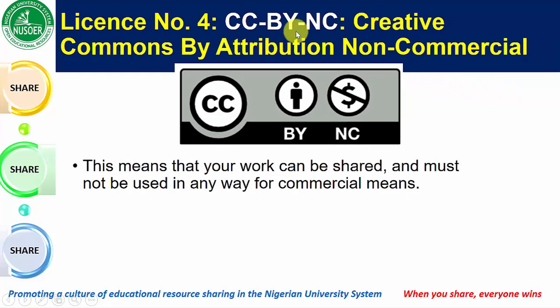So we're moving to number 4. Number 4 is CC by NC. What does CC by NC mean? You can see NC, non-commercial. My friend, don't make money on my sweat. That's what this one means. That yes, I have this material, I've sweated to produce it, I'm making it free. Then you, my friend, don't go ahead and turn it to a commercial matter and make money out of it. So this is CC by NC, Creative Commons by attribution, non-commercial. So you can share it, but not use it for commercial purposes.